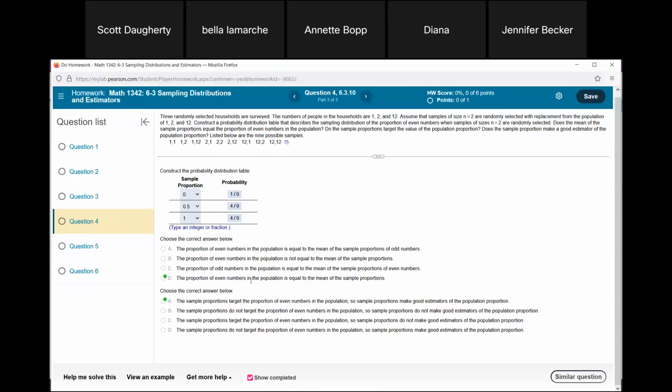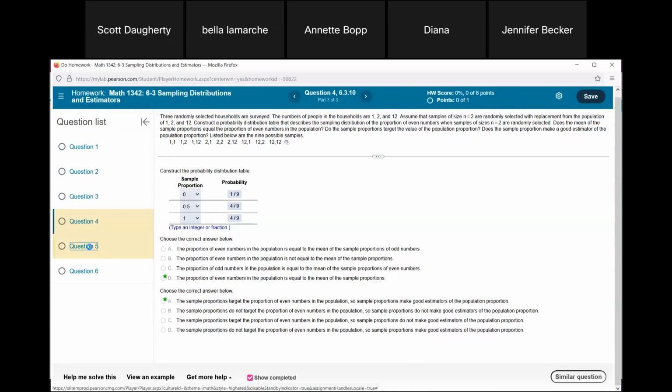And so the proportion of even numbers in the population, which is 2/3, is equal to the mean of the sample proportions, which, if you calculate it, I think would also be 2/3. I'll let you do that, but they end up being the same number. That means the sample proportions target the population proportion of even numbers. I mean, sometimes you get 0, sometimes you get a half, sometimes you get 1. The actual answer is 2/3. On average, these are averaging to 2/3. That's why they use the word target. They target the correct answer. And so the sample proportions make good estimators for population proportion.